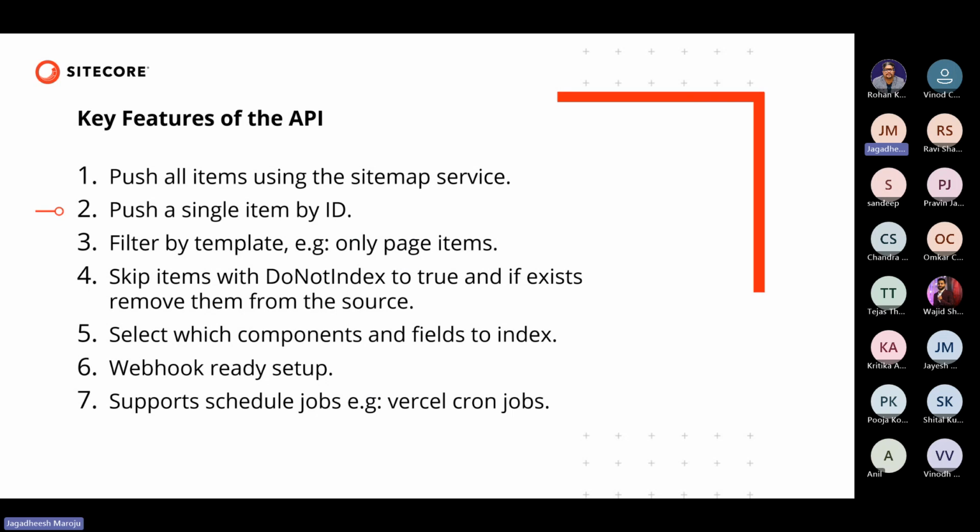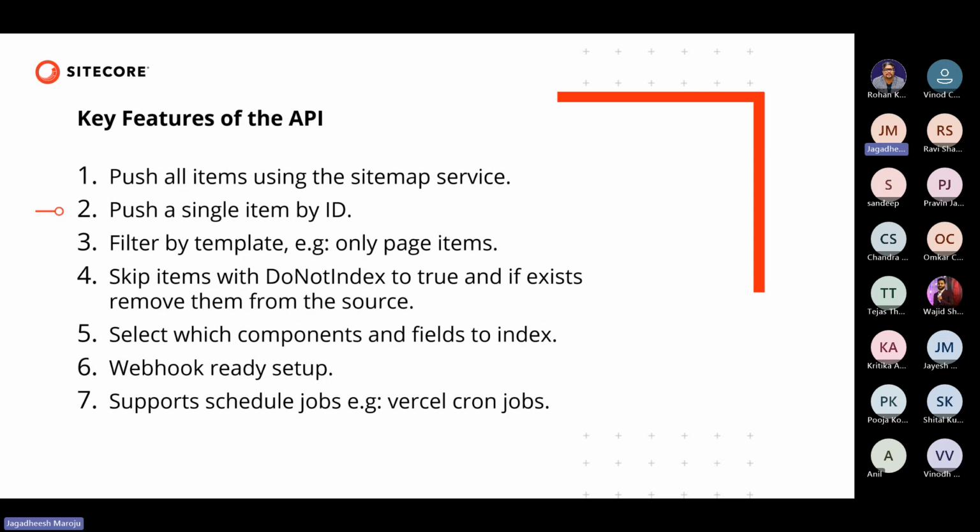I was talking about the API, right? So we'll see this slide, what this API does for us. Let's get into what the API actually does. The first one is it can push all items. How does it do that? It uses a Sitecore sitemap service to pull a list of all the page items. Then it processes each item and sends it to Coveo.